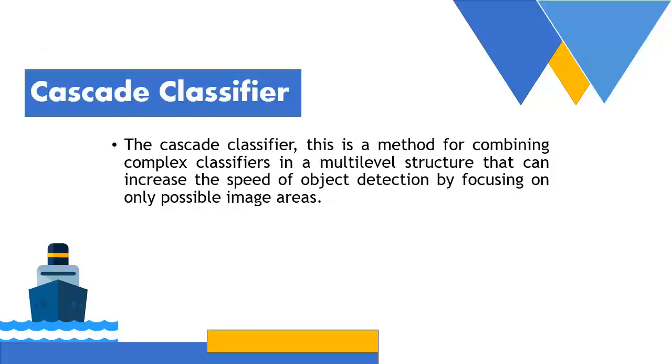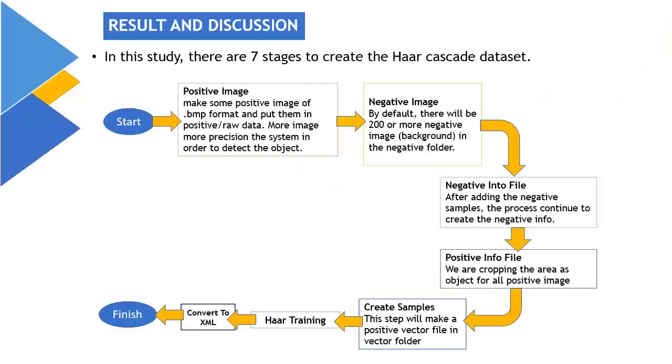The cascade classifier is a method for combining complex classifier in a multi-level structure that can increase the speed of object detection by focusing on only possible image areas. In this study, there are 7 stages to create the Haar cascade dataset.